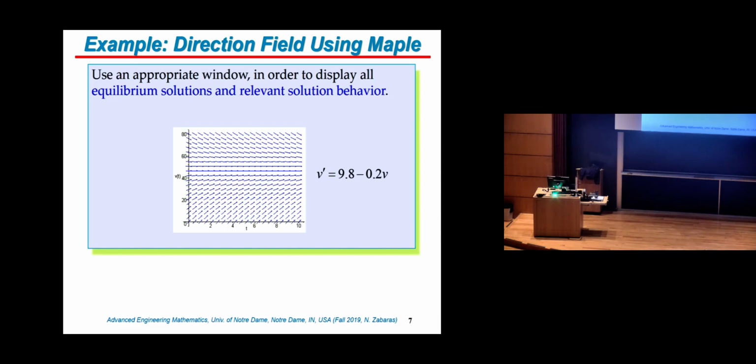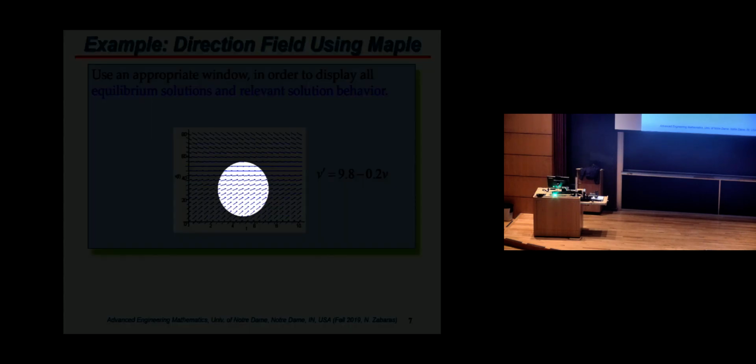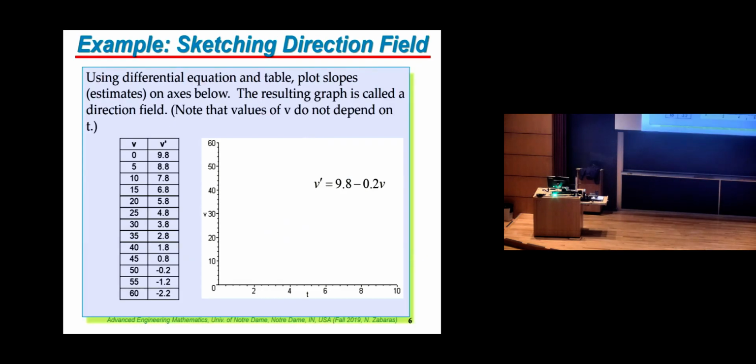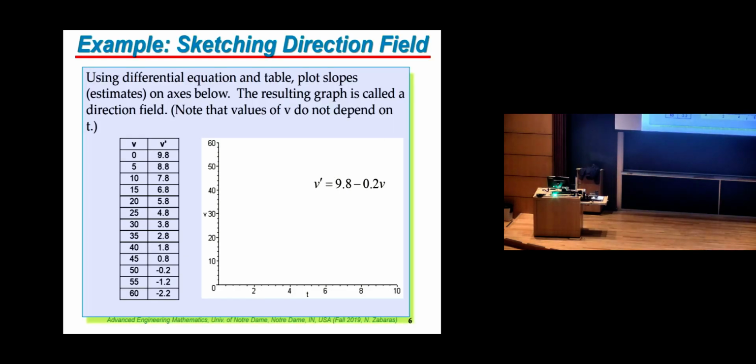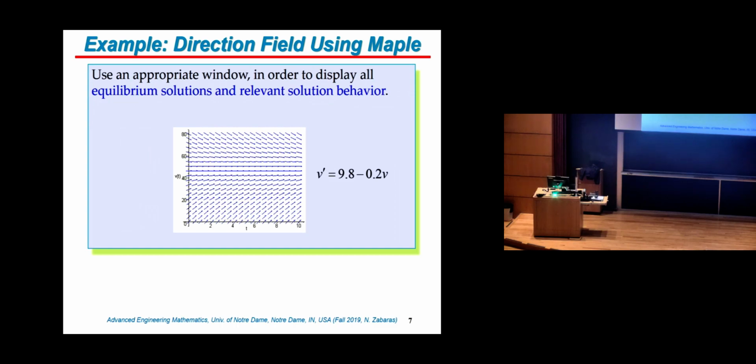So I plug in various velocities v there, right? And this is what I had on my previous table. So I put v to be 0, 5, 10, etc. I computed v prime, which means really I computed the right-hand side here. And then I plotted this, all right, with the correct orientations, okay? So I plotted dv over dt.